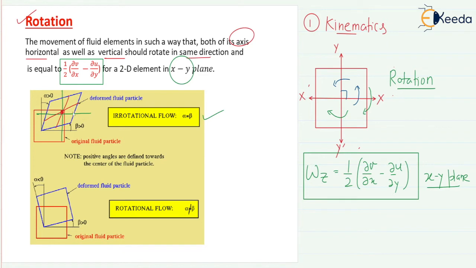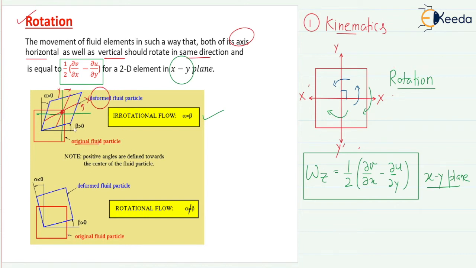Now you can see this red line is moving in which direction? It is moving in the anti-clockwise direction. This is your x-axis. What about the y-axis? The new y-axis has moved in the clockwise direction. This is a good example where x and y are not moving in the same direction, so this is not rotation, it is called deformation. That is what is written as the deformed fluid particle, and this was the original fluid particle.